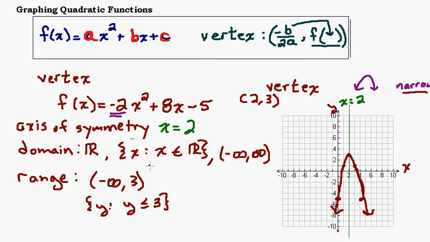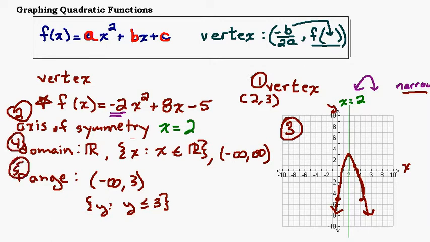In my class and in the books that I use, we usually use this interval notation, negative infinity to 3 or negative infinity to positive infinity. So these are some characteristics you want to know of a parabola. If you were given an equation like this, f of x equals negative 2x squared plus 8x minus 5, you'd want to be able to find the vertex, find the axis of symmetry, draw a graph, determine the domain and the range, and you'd probably do them in that order.